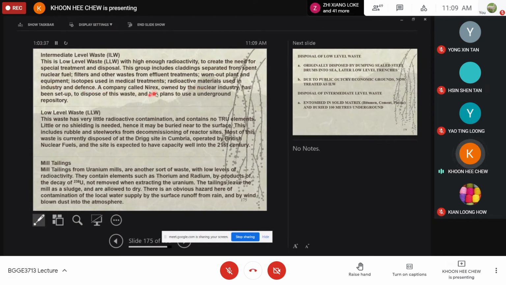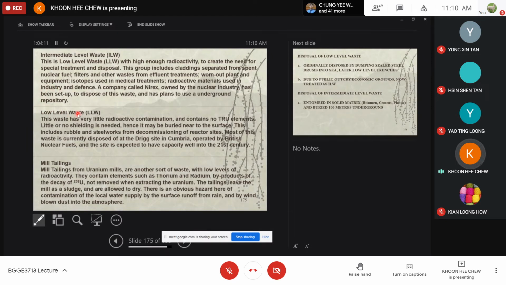A company called Nirex, owned by the nuclear industry, has been set up to dispose of this waste and has planned to use an underground repository. So how are we going to dispose of it? Usually we bury it underground, okay? And then it's just a matter of time whether it causes a big problem to our Mother Earth or not. We cannot get rid of it, we cannot convert it into zero waste. That is the problem. If we store it underground or wherever, due to the half-life, it takes thousands or millions of years to decay and become zero.